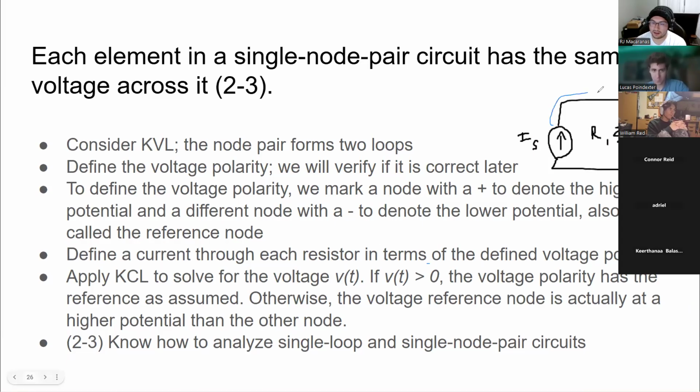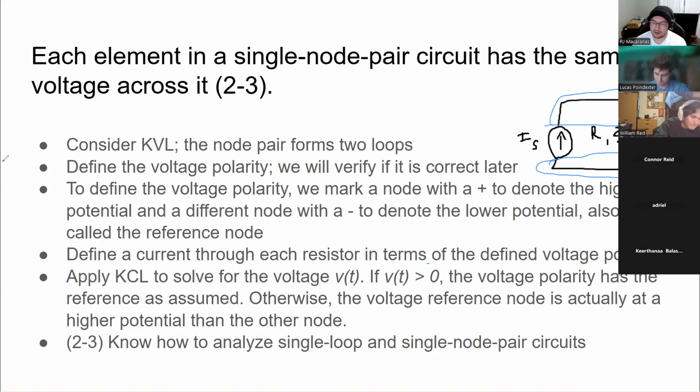So here's my top node. The node is just the interconnection of all the elements, and this is my bottom node, right? So since they're all in parallel, they all have the same voltage across them.